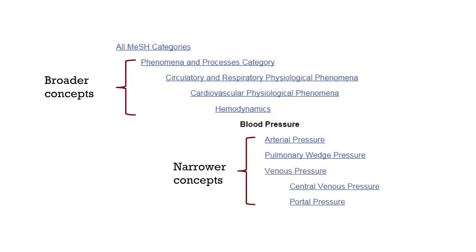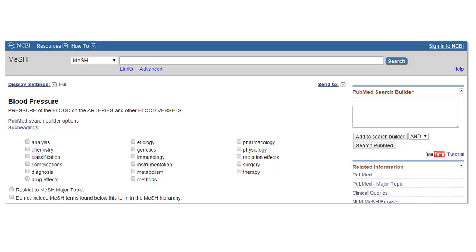If you do not want to include the more narrow concepts, then you can click the Do Not Include MeSH terms found below this term in the MeSH hierarchy option that was above, and you'll only get results indexed with blood pressure. Once you have determined that you have the correct subject heading, you can start building your search using the PubMed Search Builder on the right-hand side of the screen. All you need to do is select Add to Search Builder and it will appear in the box.